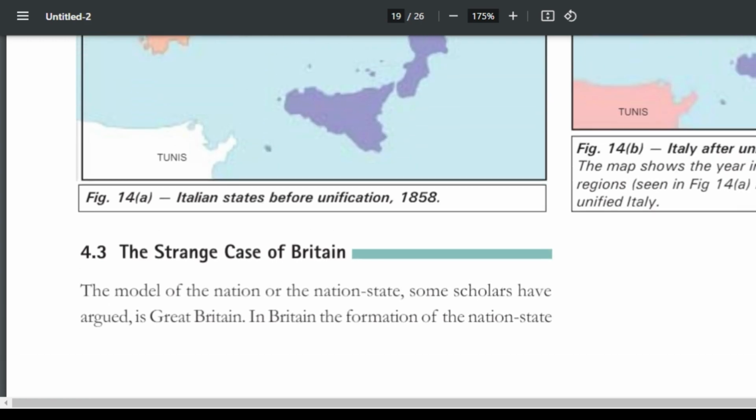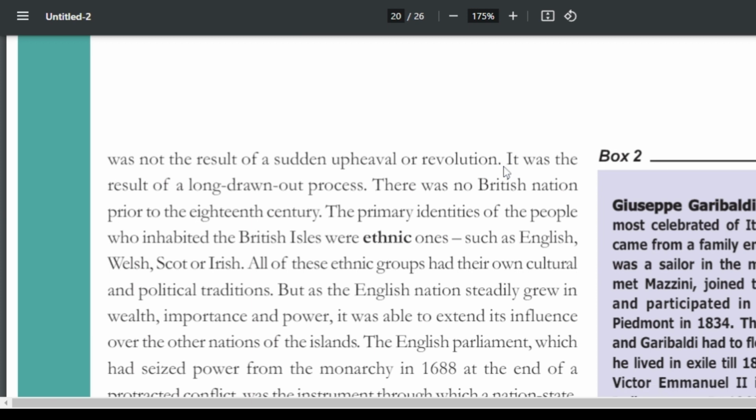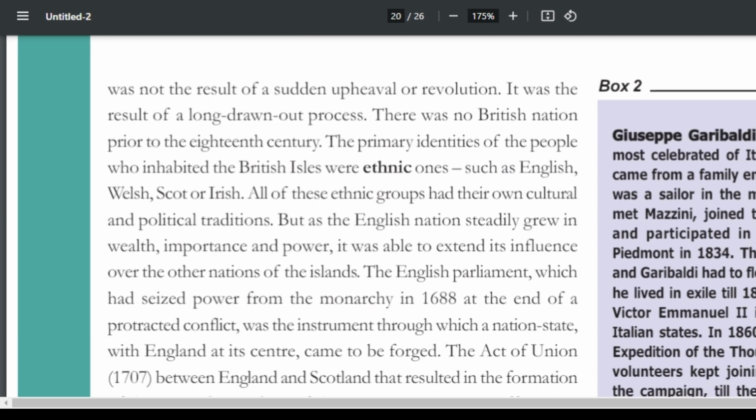The strange case of Britain. The model of the nation or nation state, some scholars have argued, is Great Britain. In Britain, the formation of the nation state was not the result of sudden upheaval or revolution. It was the result of a long drawn out process. There was no British nation prior to the 18th century. The primary identities of the people who inhabited the British Isles were ethnic ones, such as English, Welsh, Scot, or Irish. All of these ethnic groups had their own culture and political traditions.